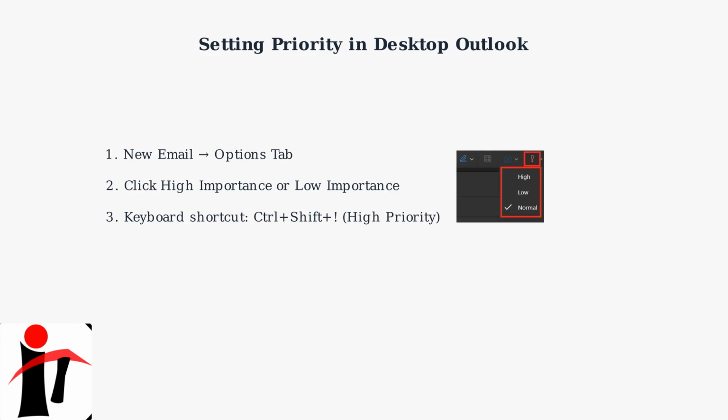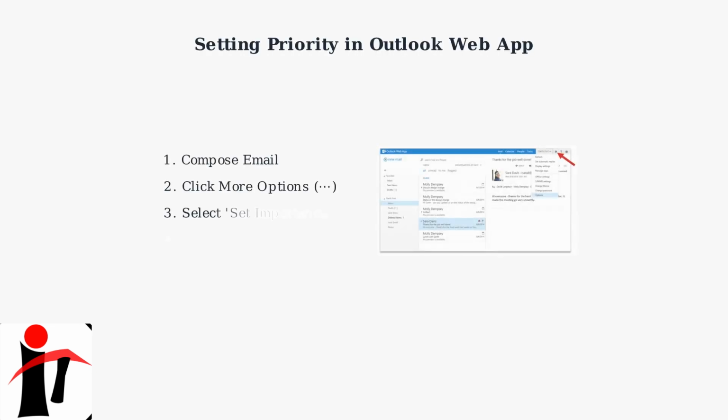In Outlook Desktop, setting priority is straightforward. When composing a new email, go to the Options tab and select either High Importance or Low Importance. In the Outlook web app, access priority settings through the Compose window. Click More Options, represented by three dots, then select Set Importance to choose high or low priority.